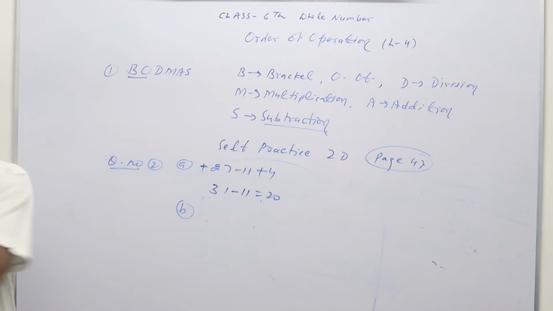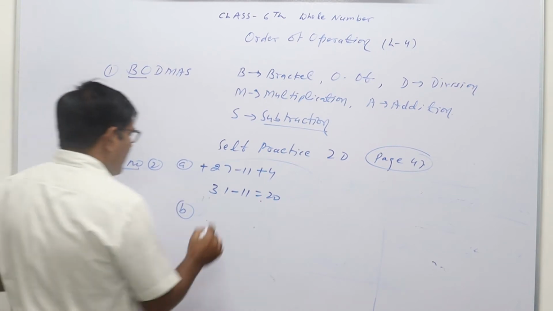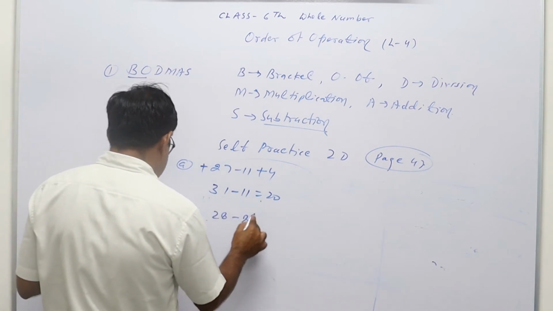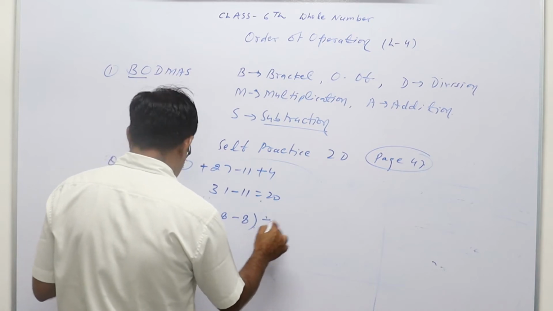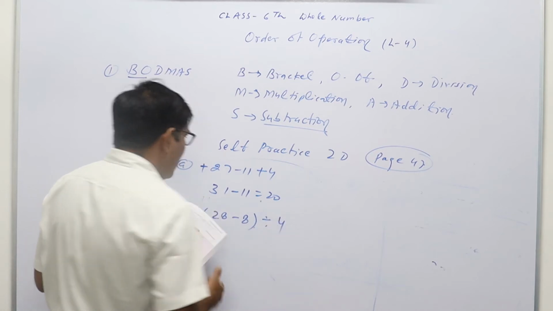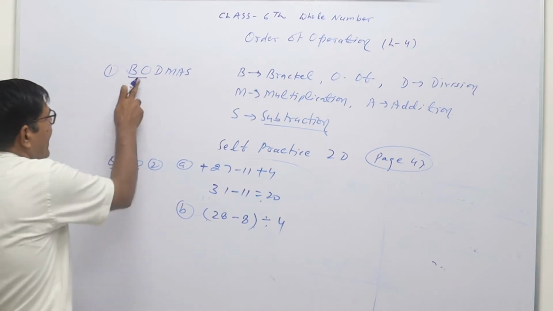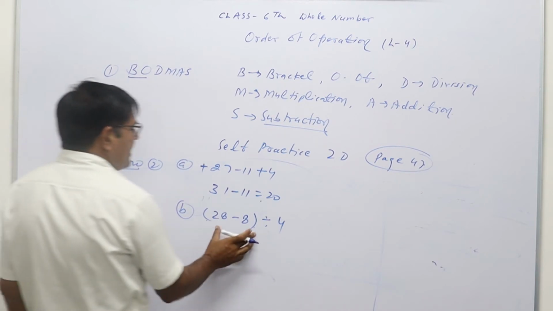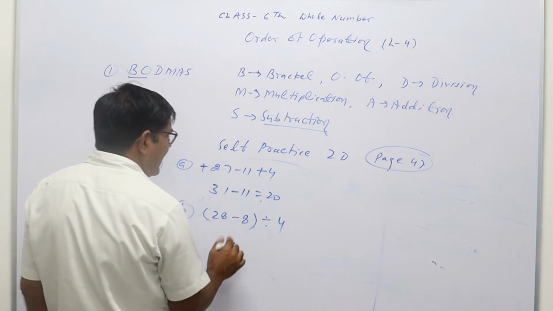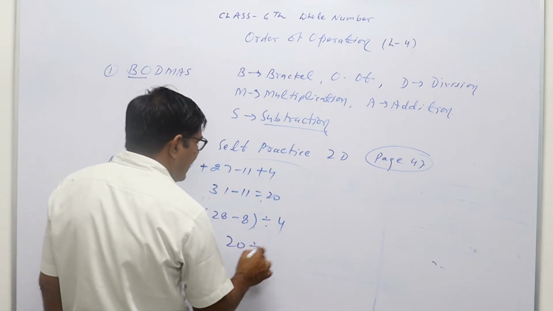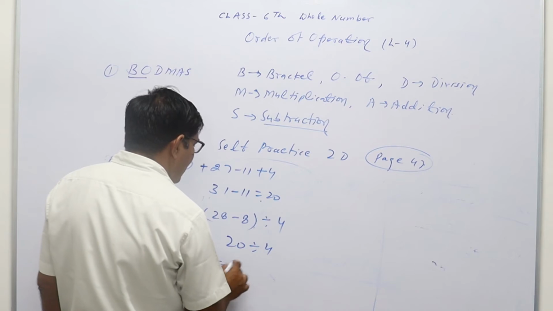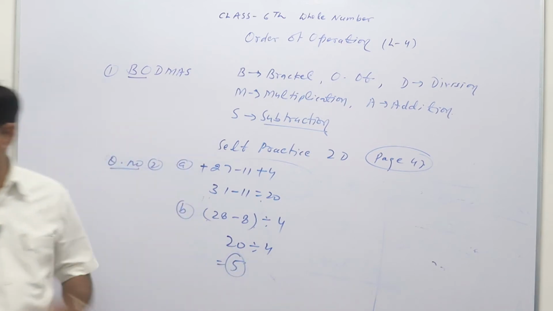Then question B, 28 minus 8 divided by 4. 28 minus 8 divided by 4. So first bracket off, then division. So this is the bracket quantity, 28 minus 8, that is 20, divided by 4. So it will be equal to 5.